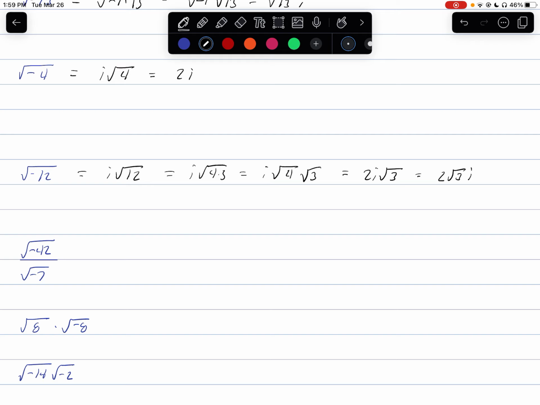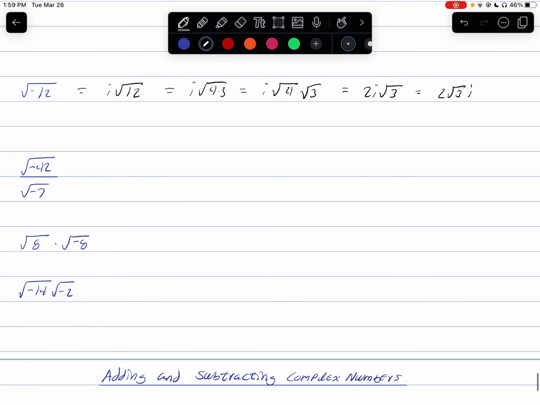Now let's do a few basic operations. What if we want to multiply or divide some negative square roots? What about this one? Here we have the square root of -42 divided by the square root of -7. Usually it's a good idea to start by dealing with the negative components here. So we would rewrite this as i times the square root of 42 over i times the square root of 7.